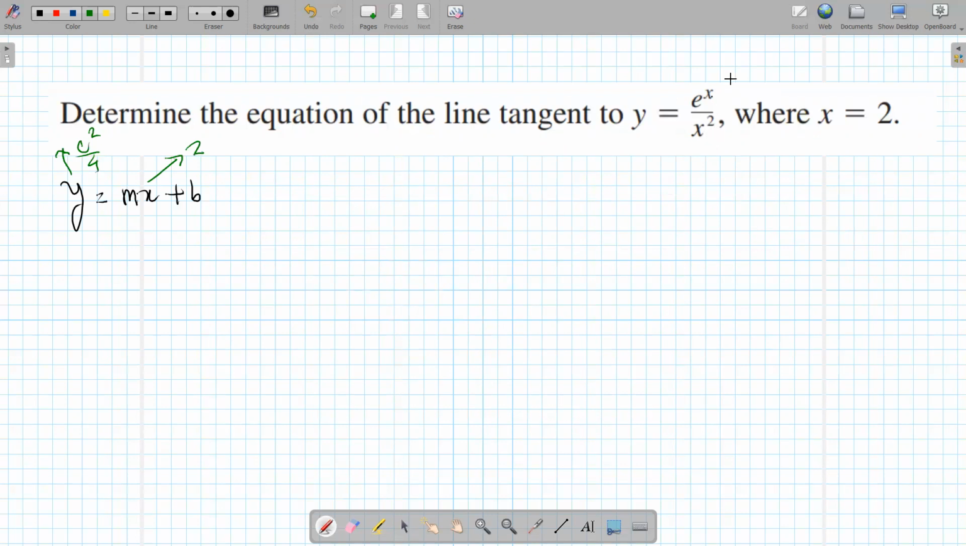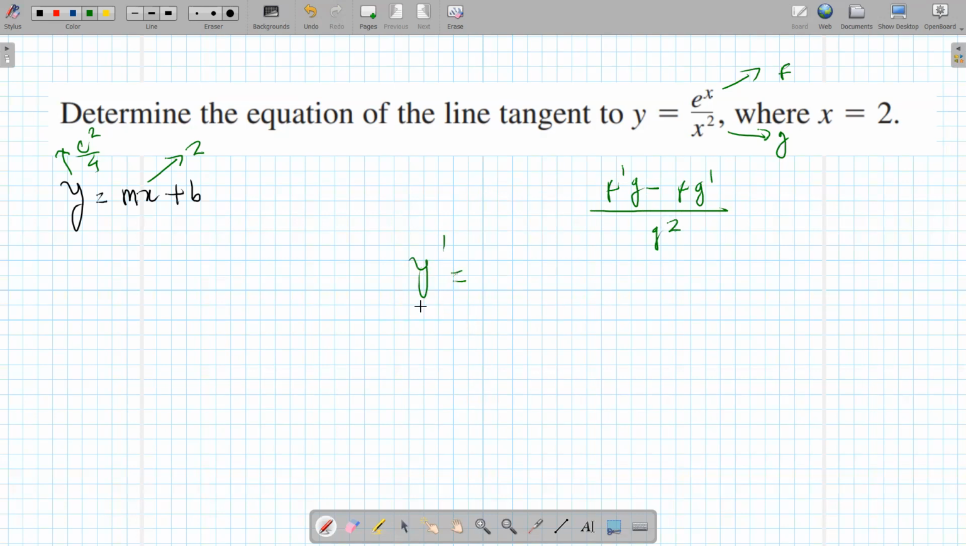Quotient rule. Remember, the top guy is f, the bottom guy is g. It's gonna be f prime g plus f g prime. That's the product rule, actually. That's not the quotient rule, but it's very similar. It's gonna be minus f g prime divided by the original g squared. This is your quotient rule.